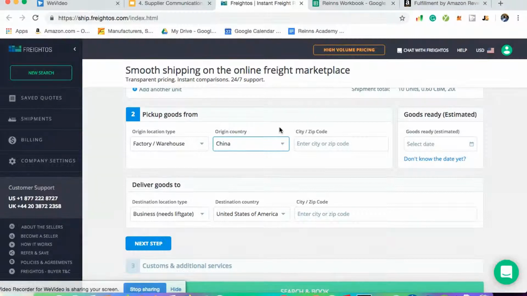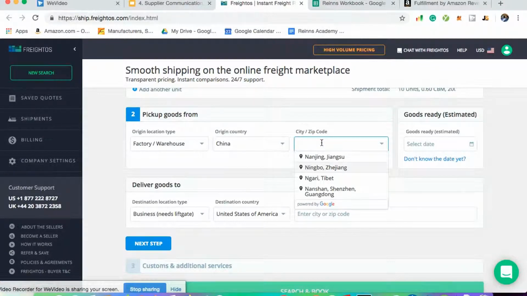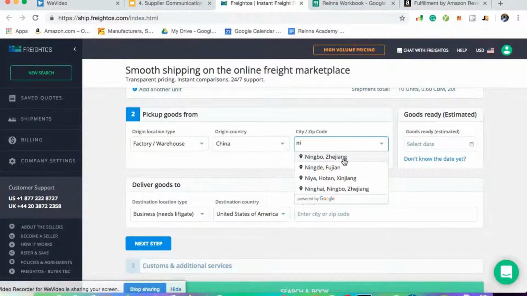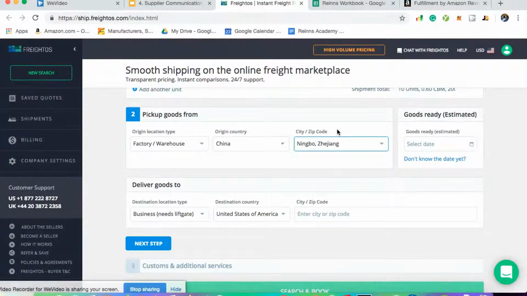Definitely, like I've told you, if you have been communicating with the suppliers, you have all the values, all the details, all the information. Most of my suppliers come from a town called Ningbo. It's a funny town, Ningbo, Zhejiang, China. Sometimes once you start typing, you'll see a drop down. It's powered by Google, so they have the location, and you'll be able to just select where they are. You see, here we have Ningbo, Zhejiang. That's where the suppliers are manufacturing my products.